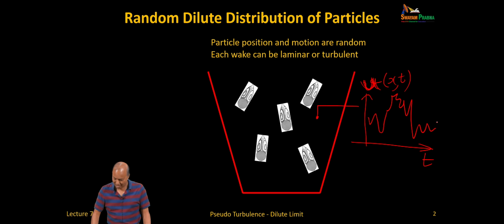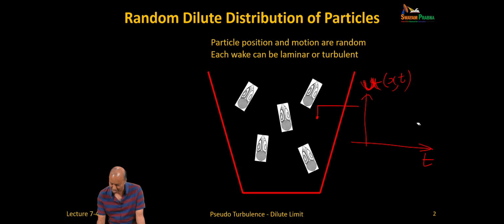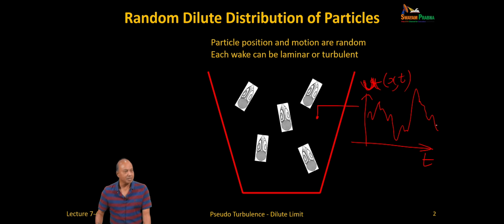Okay, maybe this picture may be too complicated. Maybe this may not be the right thing. Maybe you will have it like this. Maybe every time a particle comes, what do you call that? Okay, so it's not classical Kolmogorov scaling turbulence with perfect spectra and things like that. But nevertheless, it is turbulence created by particles.